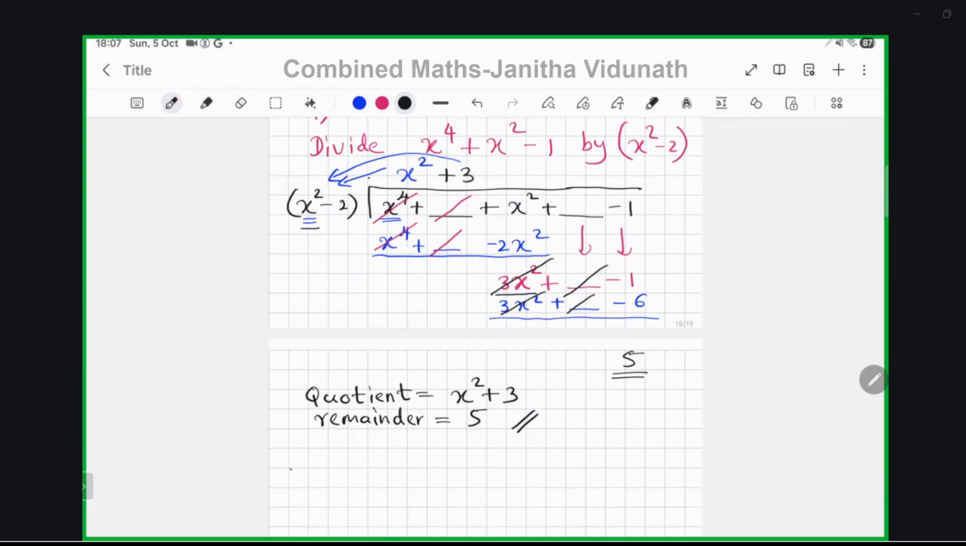Here the fourth question was x cube plus x square minus 2x plus 1 need to divide by 2x minus 1.